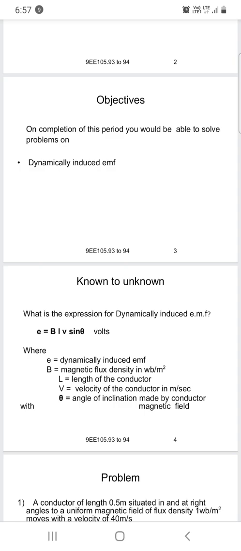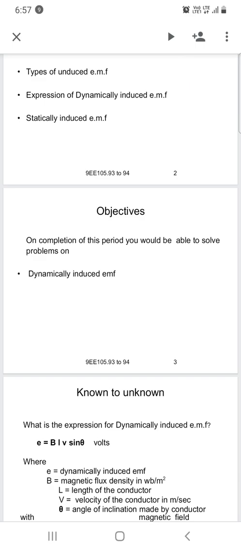The objective of today's class is dynamically induced EMF. In the previous topic, we discussed problems on induced EMF and problems on Faraday's second law of electromagnetic induction.